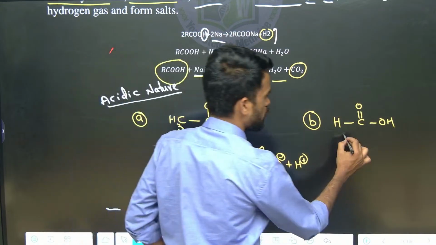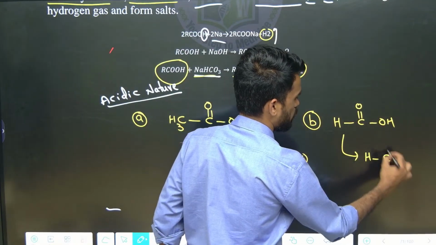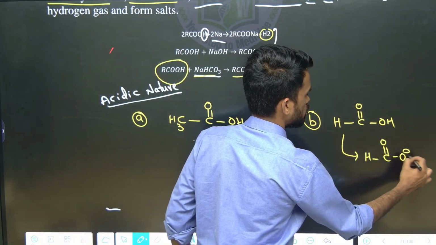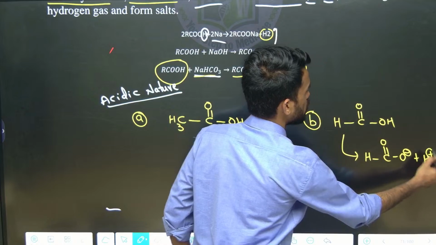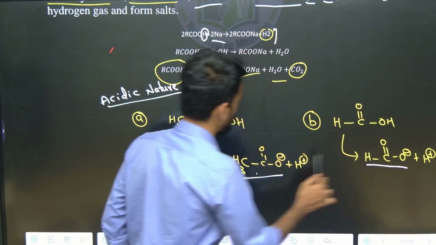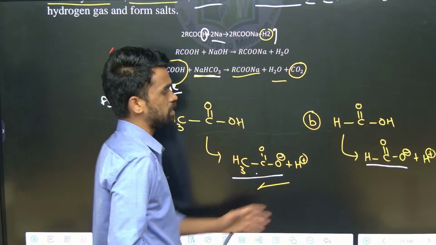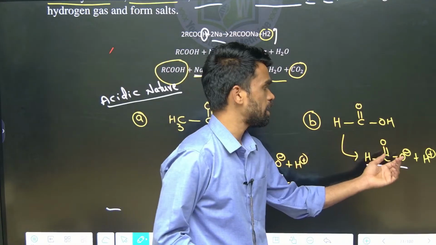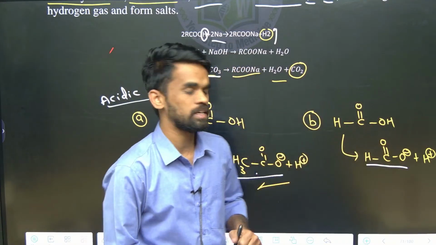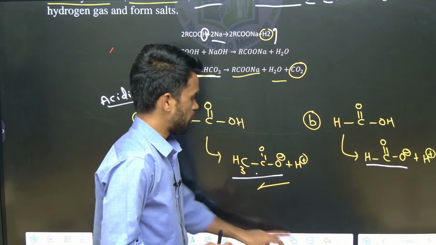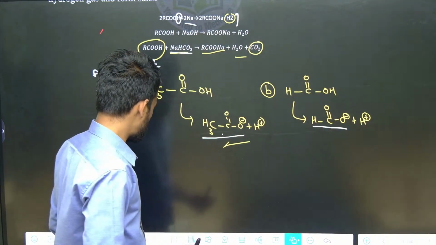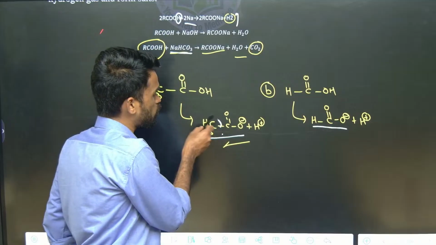Now here also you can write this formic acid forms formate ion and H plus. So if formate ion is more stable than this acetate ion, then this equilibrium moves forward and I can say this acid is more acidic. And remember, here a conjugate base stability depends on what type of group is attached here.